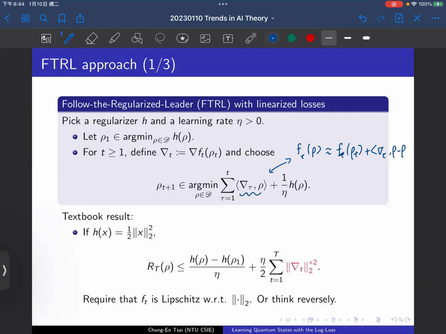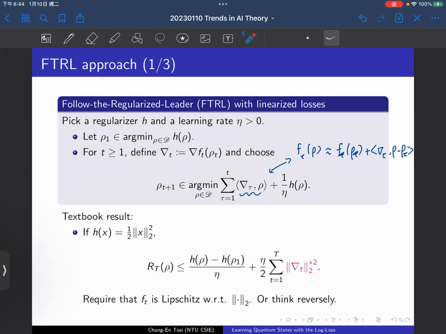This is a constant, so it does not affect the minimizer's position, so we do not write this. This corresponds to the first order approximation of the loss function, and we add a regularizer to make the iterate stable. And this is the textbook result.